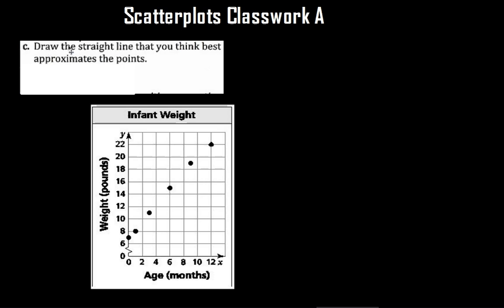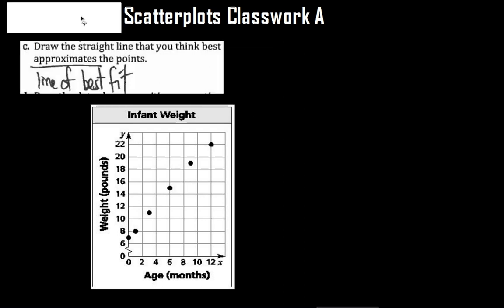Then it says draw the straight line that you think best approximates the points. So again, this is the line of best fit, and all you're doing is trying to see, okay, what would make a good prediction? You have an equal amount of points above the line and below the line. It doesn't have to go through the points, it can go through the points. Try to have it balanced.